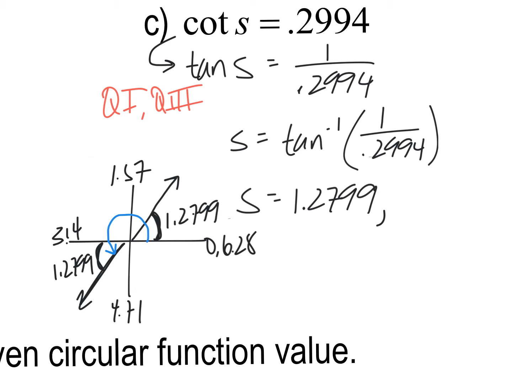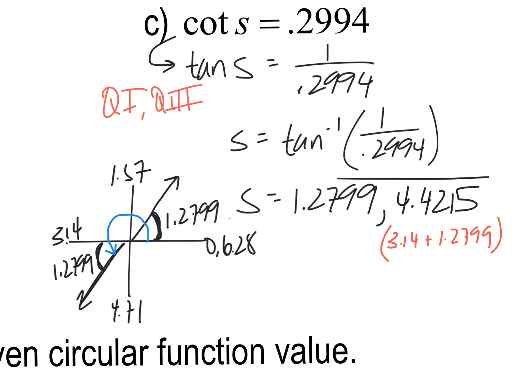The 1.2799 is one of my answers, but the blue angle is going to be 3.14 plus 1.2799, so it's a half a circle, or pi, and then plus that reference angle of 1.2799. So when we add those two numbers together, we end up with 4.4215. If you missed that, it was 3.14 plus 1.2799. Okay, and those are my two answers for that.